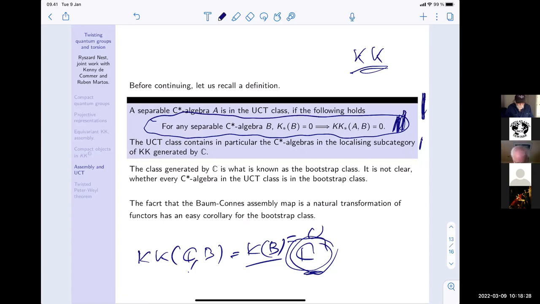In general, forget this special case. In general, what do you mean by localizing subcategory? So, closed under direct sums, taking mapping cones, and retracts. Okay, that's a localizing subcategory. So that's the things which you can do. Okay, so that's this UCT class.